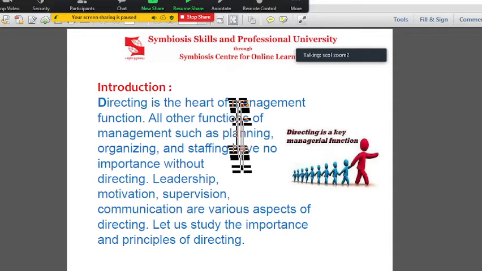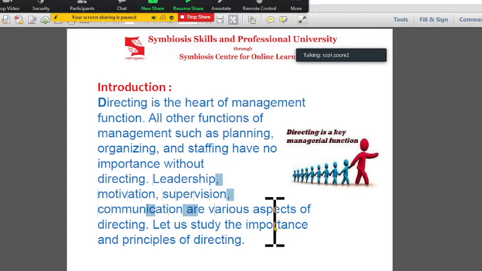Now what exactly is directing? So let us take an introduction. Directing is the heart of management function. We all know it, right? All managers are directors. All managers are directing something or other. And how are they directing? Through various decisions, right? Through various instructions. So directing is the heart of management function. All other functions of management, such as planning, organizing and staffing, have no importance without directing. And why is it important? Because leadership, motivation, supervision, communication are all various aspects of directing, right?